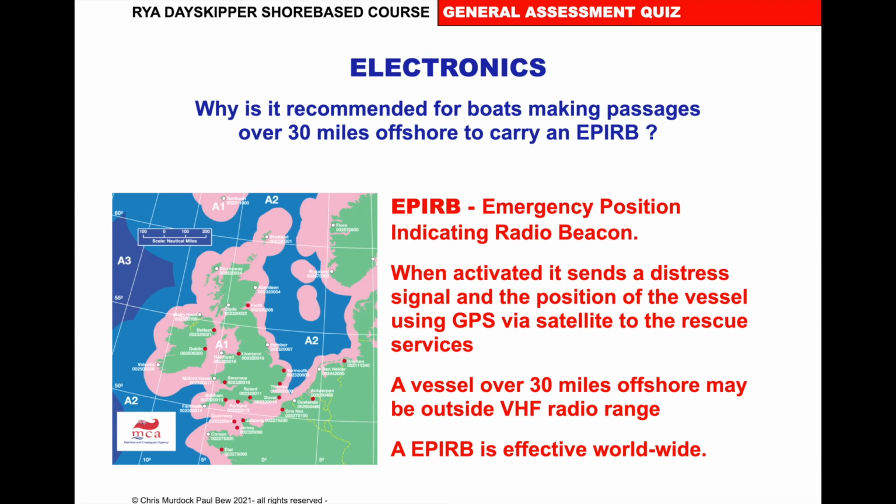A vessel over 30 miles offshore may be outside VHF range, so the EPIRB is a good alternative worldwide. So an EPIRB will be able to locate your position within minutes of you being in trouble. To me, it's one of those absolutely essentials that you need when you go to sea. Hopefully you'll never use it, but absolutely essential.